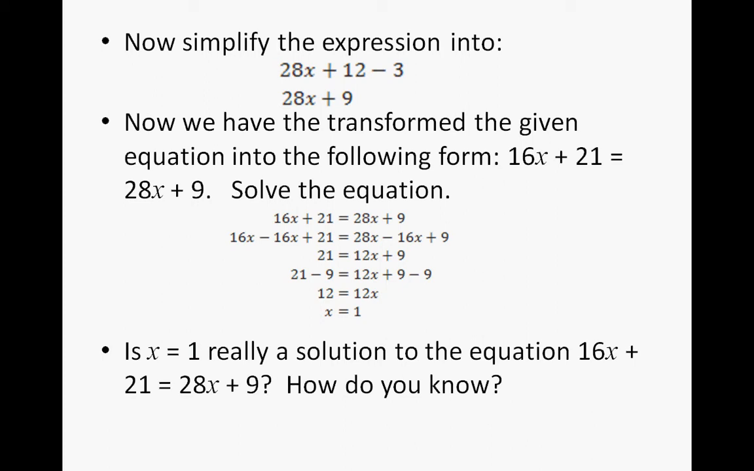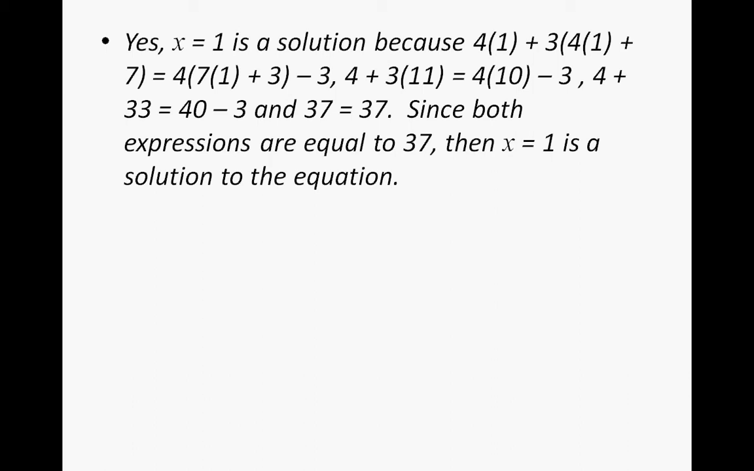So is x equal to 1 really a solution to the equation? And how do you know? Well, it is because when you plug in 1 to replace the x, you get 4 times 1 plus 3 times the quantity of 4 times 1 plus 7 is equal to 4 times the quantity of 7 times 1 plus 3 minus 3, and so on and so forth. But you will find out that 37 is equal to 37. Since both expressions are equal to 37, then obviously x equals 1 is a solution to the equation.